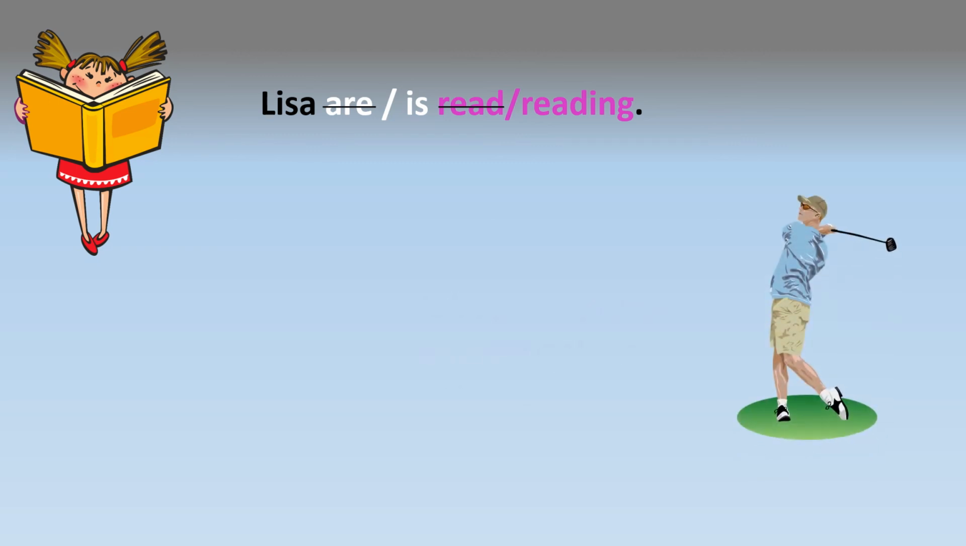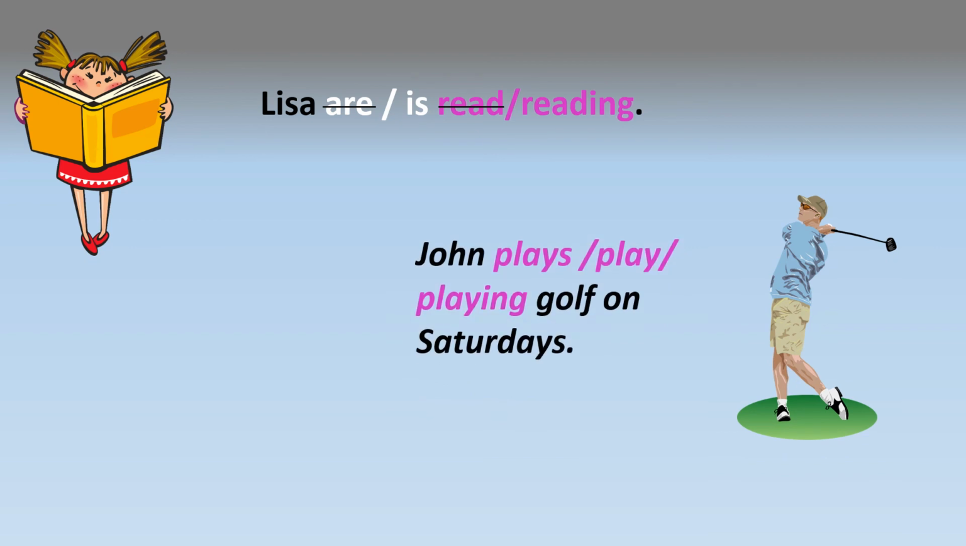Now, let's have a look at the next example. This is John. So, John playing golf on Saturdays. On Saturdays tells us that this is something John does every Saturday. So, we know we can take out playing because it's not a continuous tense. We know that it is a simple tense. It's a repeated action. Now, John is one person. Therefore, we would say John plays golf on Saturdays.